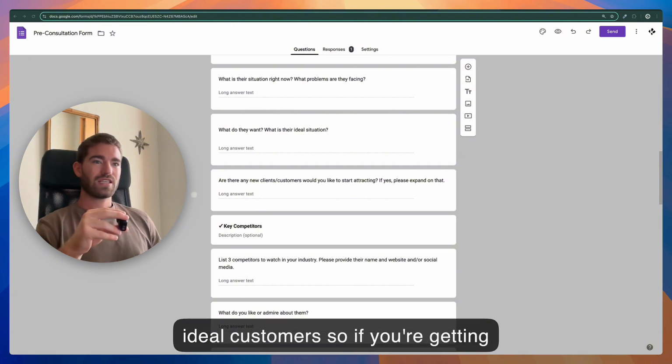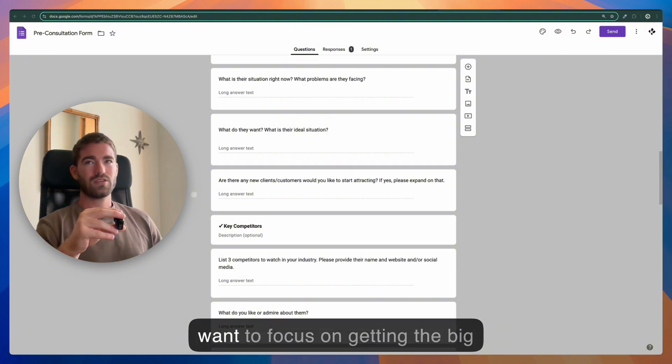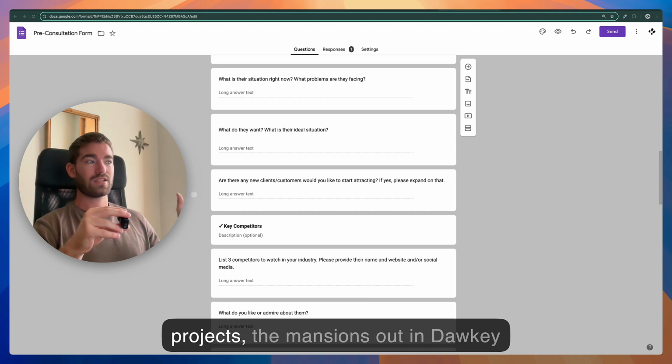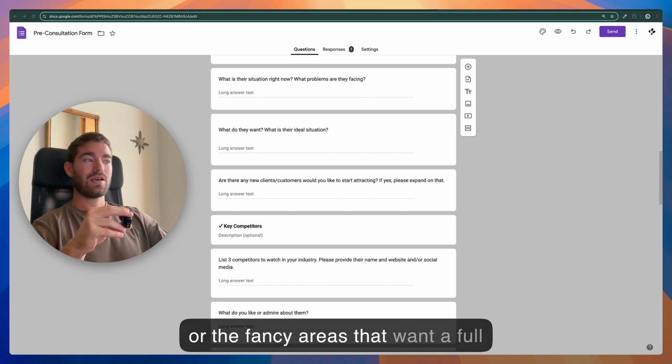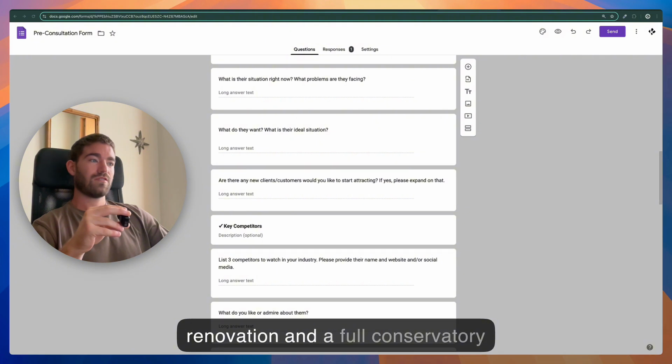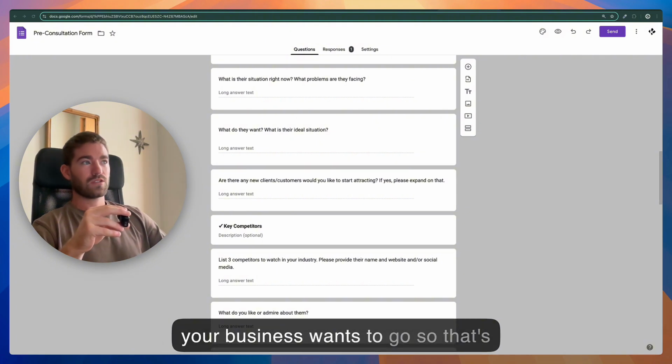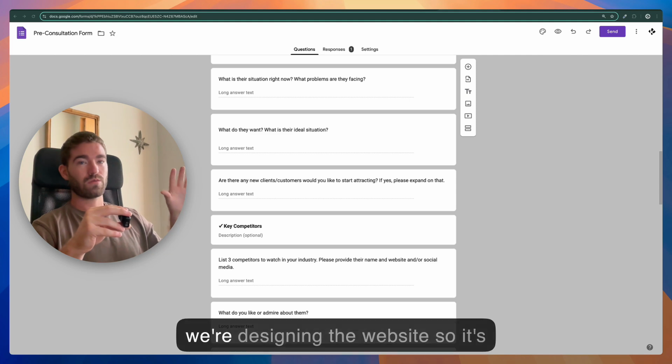So if you're getting those gigs anyway, that business, you want to focus on getting the big projects, the mansions out in Dalkey or the fancy areas that want a full renovation and a full conservatory build, because that's ultimately where your business wants to go. So that's who we should be talking to when we're designing the website.